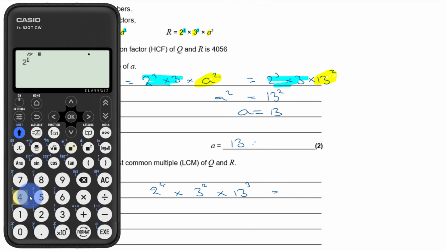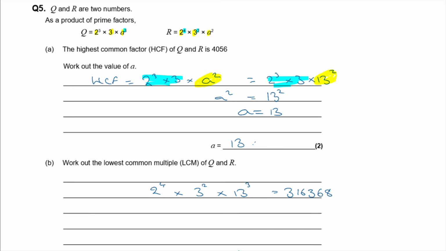So 2 to the power 4 times 3 squared times 13 cubed, my calculator says that is a rather large 316,368. And that's my final answer then.